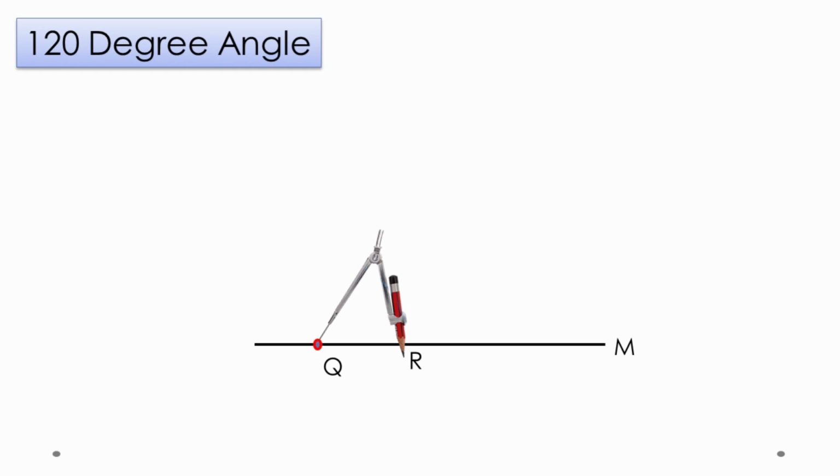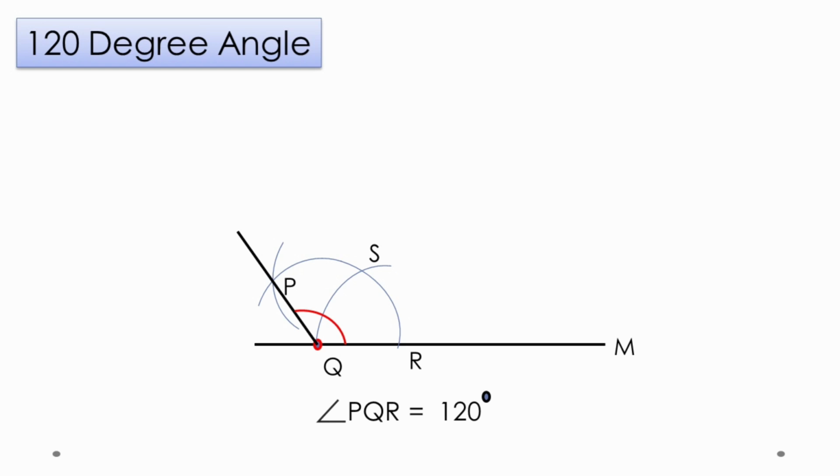To construct 120-degree angle, draw a long line M. Mark a point Q on it. With any radius and Q as center, draw an arc to cut the line M at point R. With the same radius and R as the center, draw an arc to cut the first arc at S. With the same radius and S as the center, draw an arc to cut the first arc at P. Join P to Q. Angle PQR is formed, which is 120 degrees.